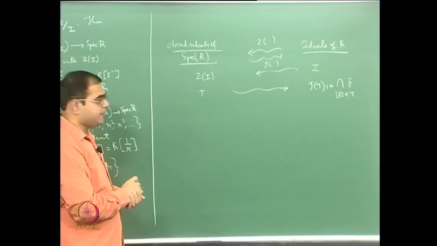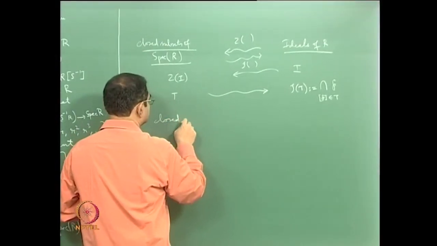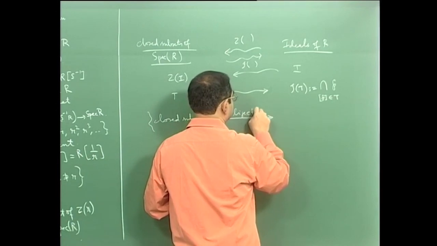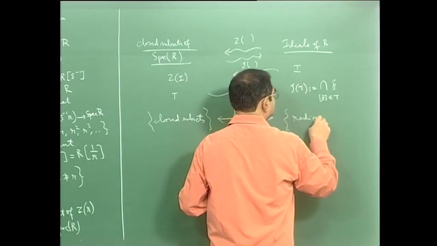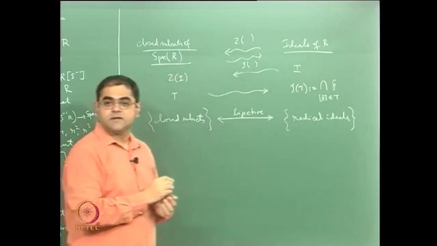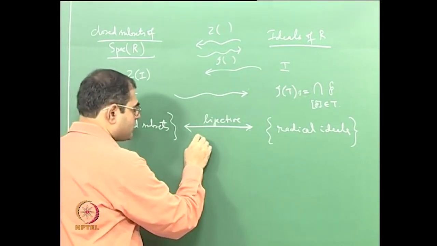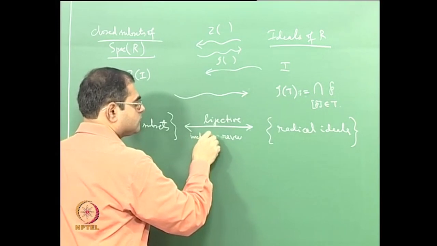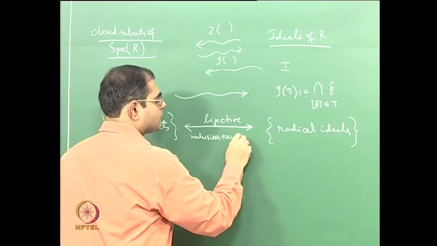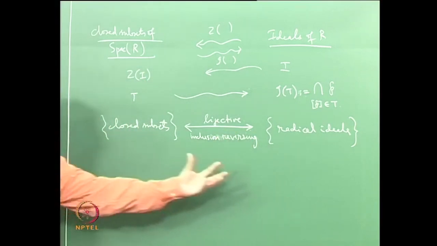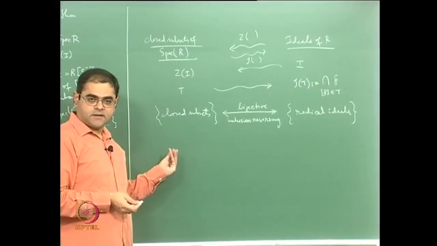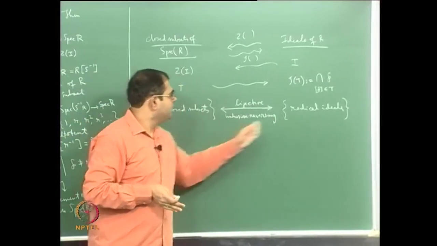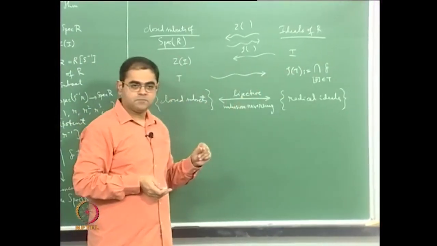And again you will see that the set of closed subsets has a bijective correspondence with radical ideals on this side, that is ideals which are equal to their radical. And this will also be arrow reversing, inclusion reversing. Namely, larger the ideal, smaller the closed subset. Larger the closed subset, smaller the ideal. In particular, the unit ideal will give rise to the null set. The ideal which corresponds to zero will give you the whole space.